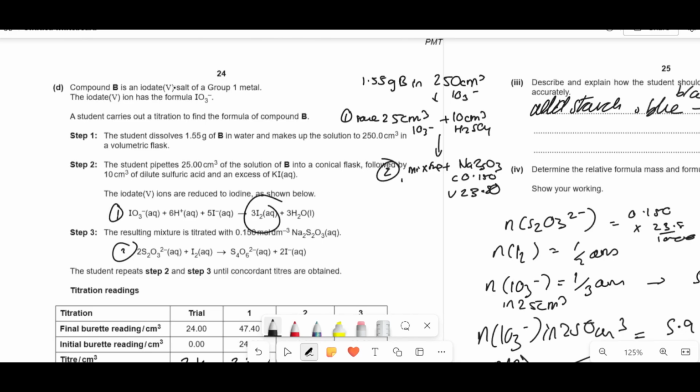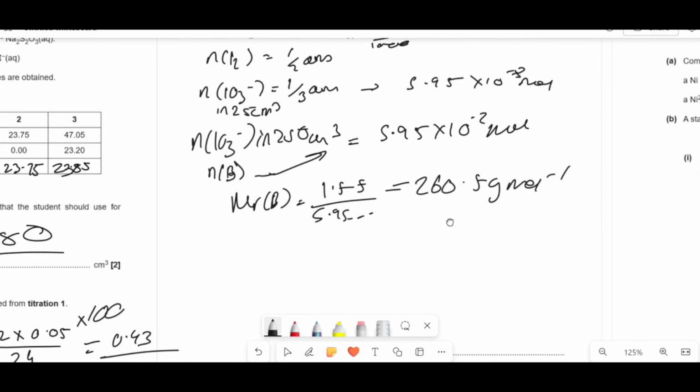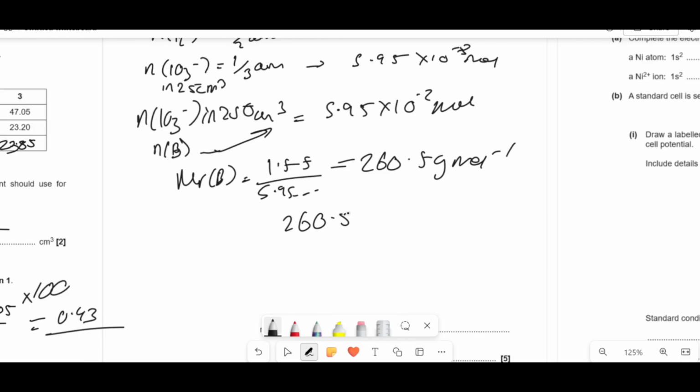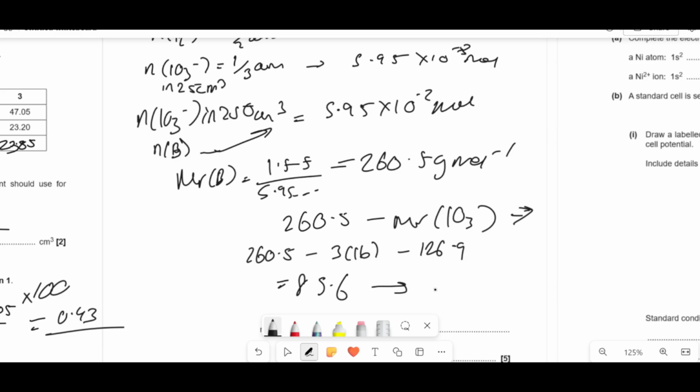The question's told you that this is an iodate which has IO3 minus in, so you can do 260.5 minus the Mr of this IO3, and whatever's left over is going to be that. If we do that, we get 260.5 minus 3 lots of 16, and then minus the iodine, which is 126.9. If we do that, we get 85.6, so if you look at the periodic table, it must have been rubidium, which is 85.5.